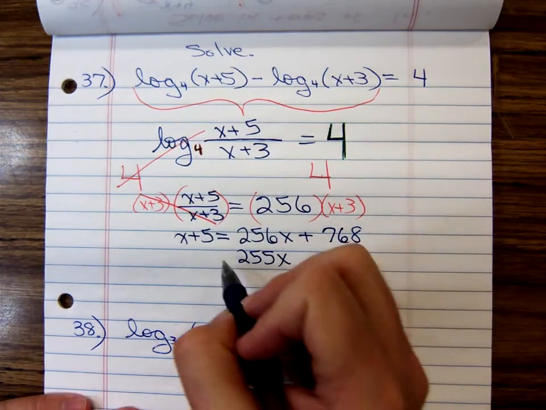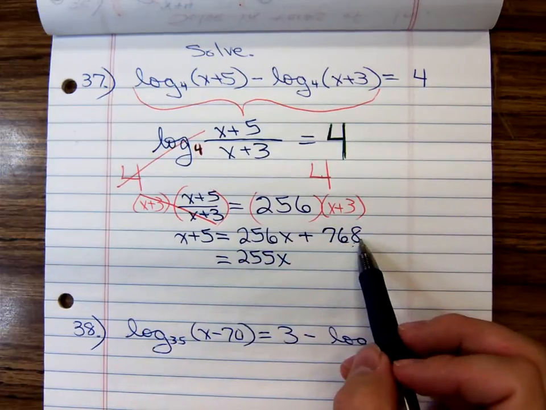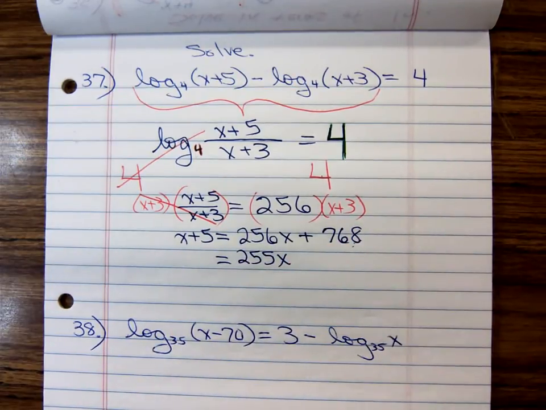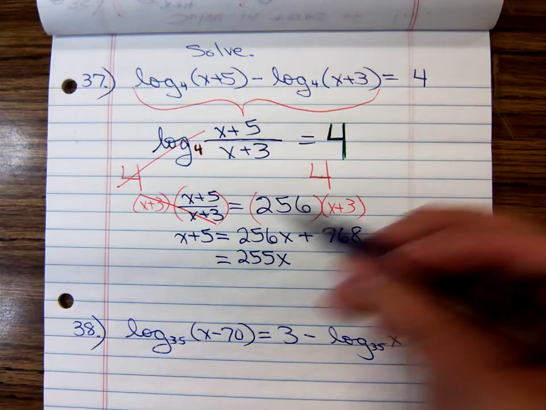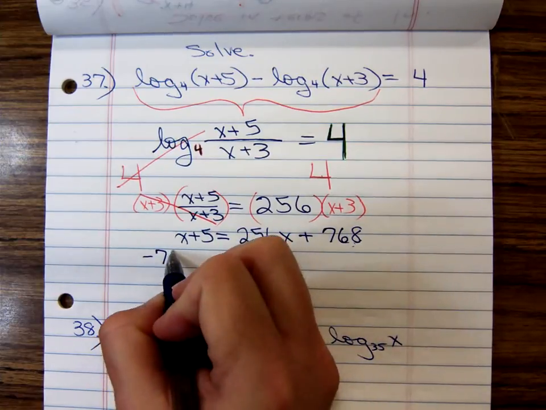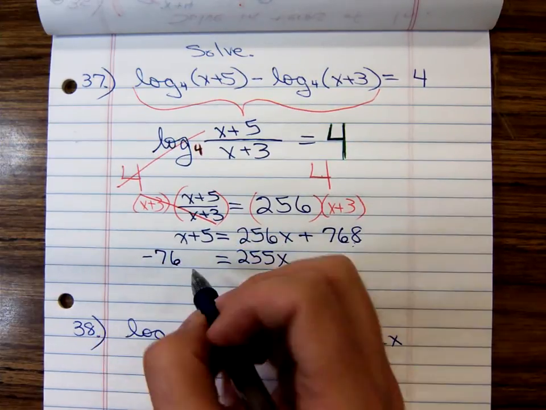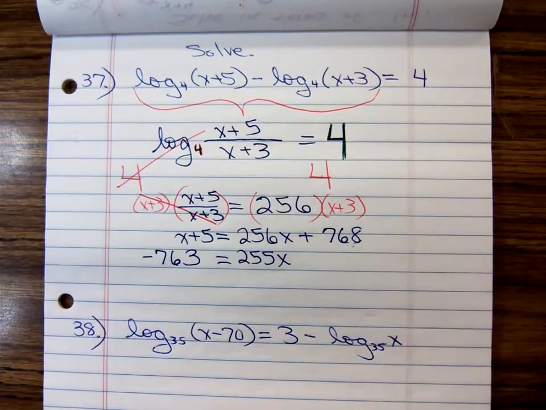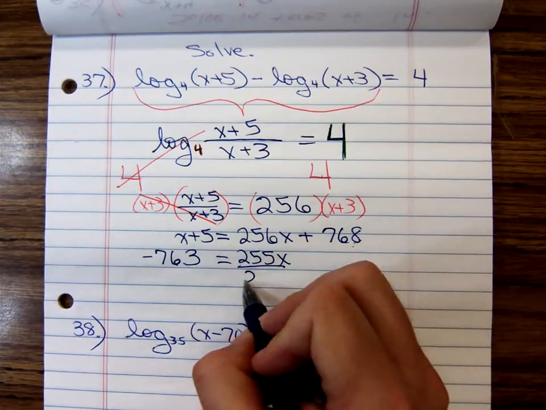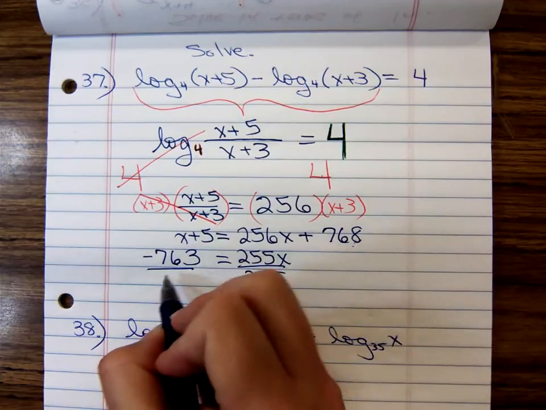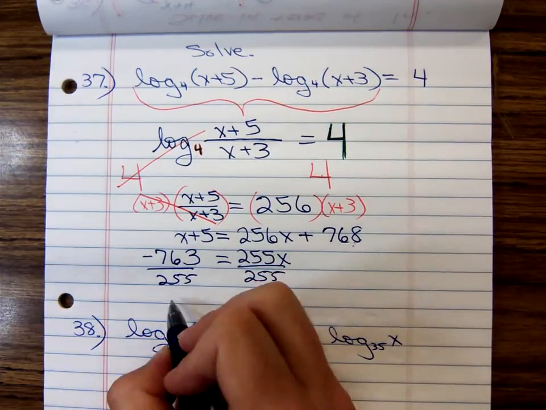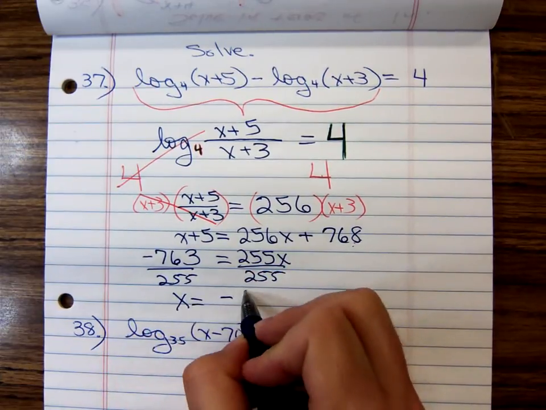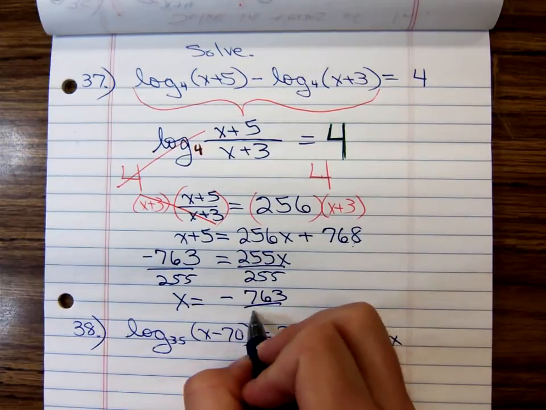That means we're going to have to move the 768 over to the left. What's that going to give us? Negative 763. I agree. And then divide by 255. Divide by 255. I agree. To give us x equals negative 763 all over 255.